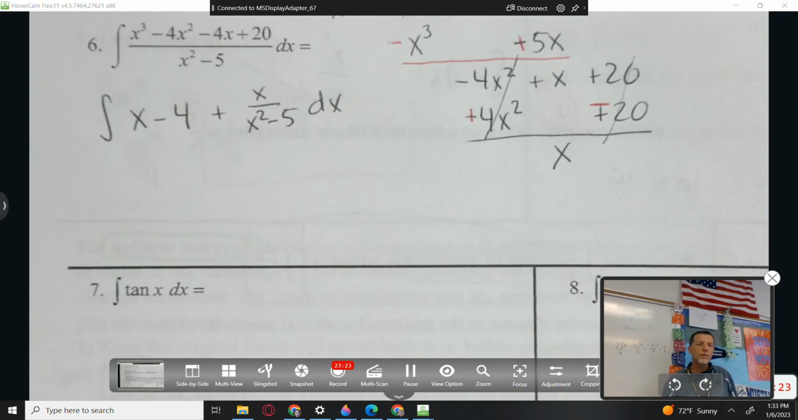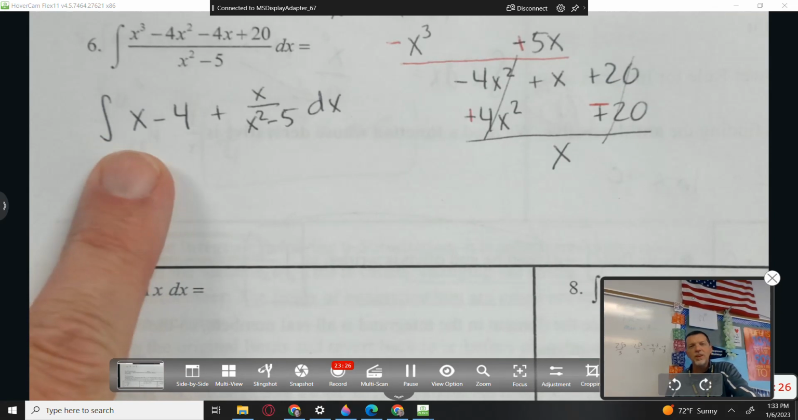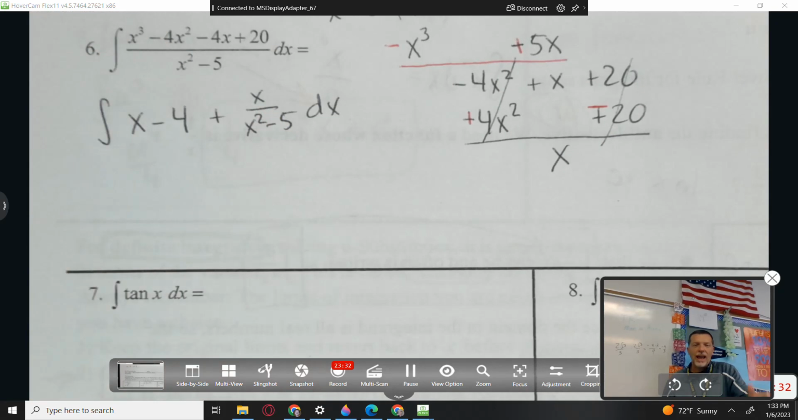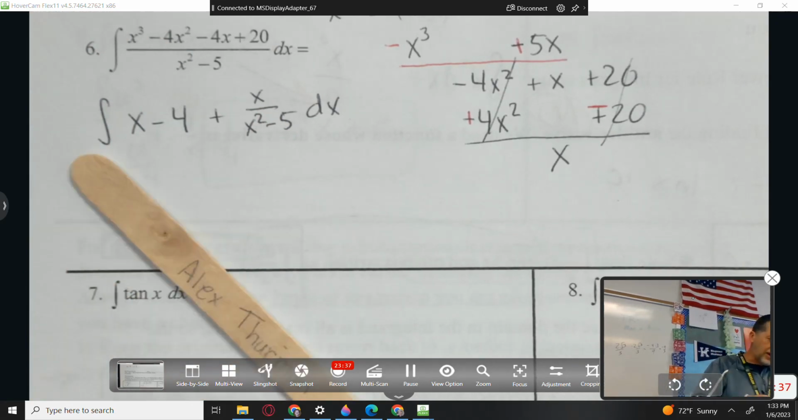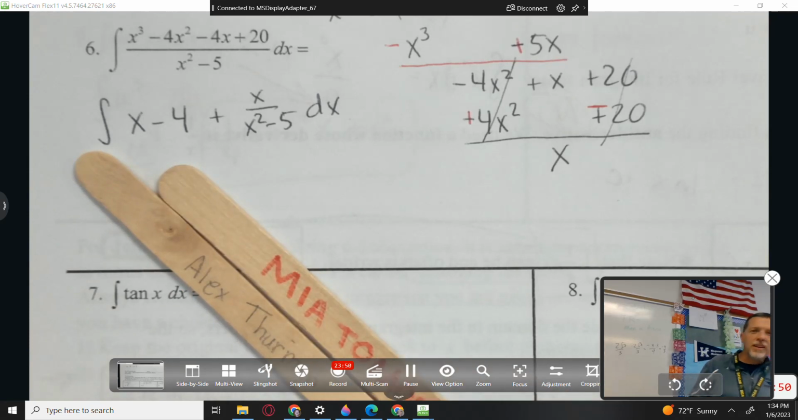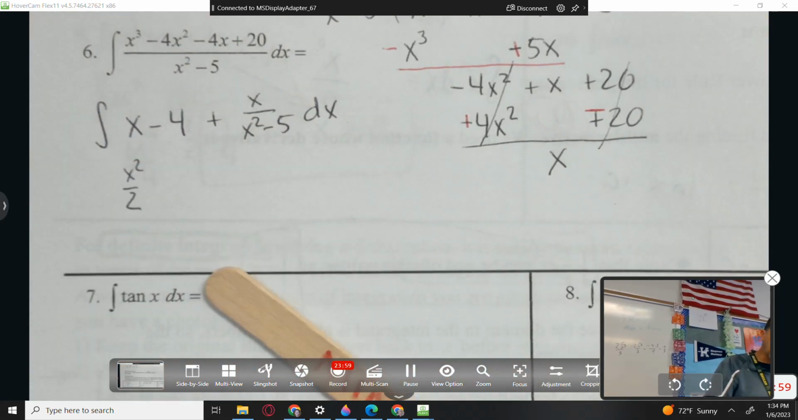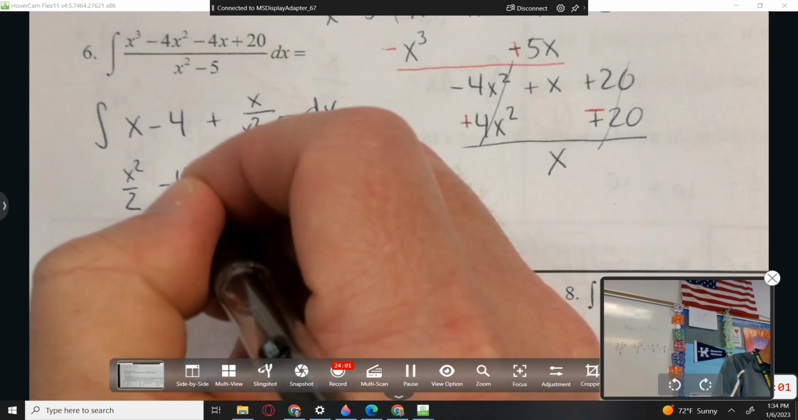Now it's like, what do I want to do first? I can handle the first two things pretty easily. Do I want to do those, or wait on those and handle the hard thing? I think we do the easy thing and get it done. And when I say easy thing, I mean definitely eligible for popsicle sticks. So, Alex, how about the antiderivative of x? Good. And Mia, the antiderivative of negative 4.